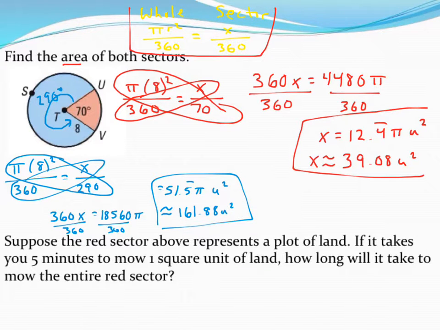So there you go. Hopefully you came up with the same two answers. An exact area for the blue sector of 51.5 repeating pi units squared, or if I replace pi with 3.14, I get an approximate area of 161.88 units squared.